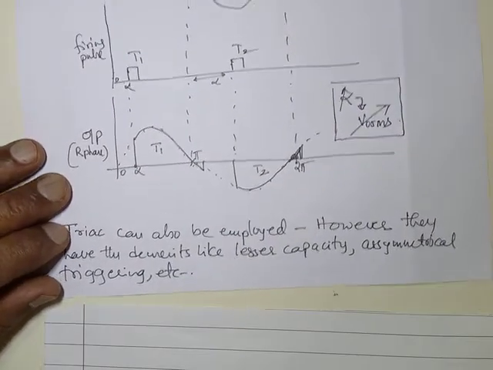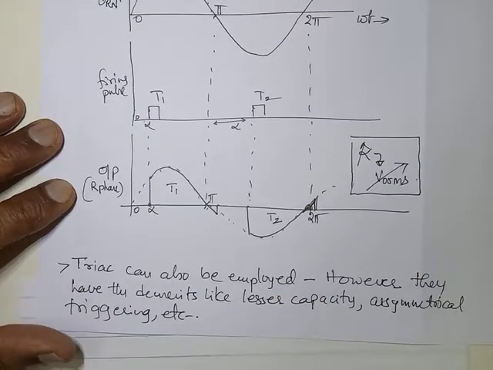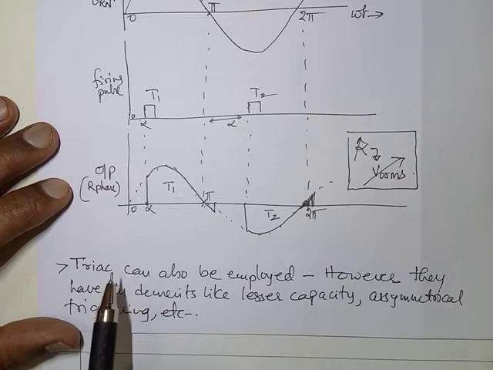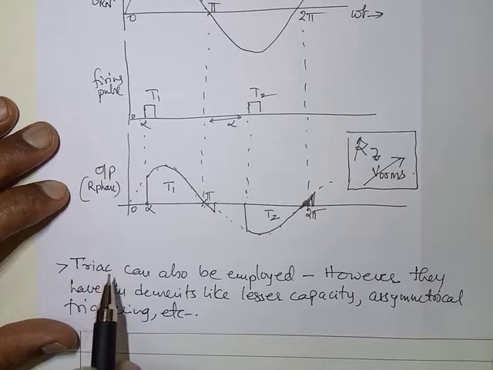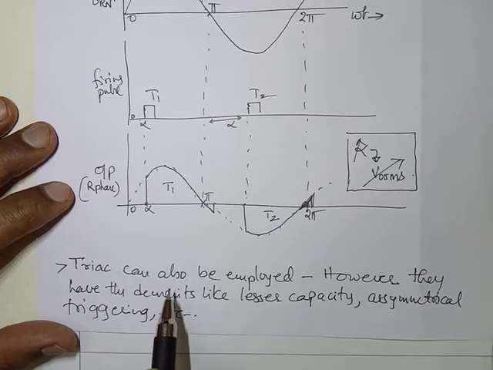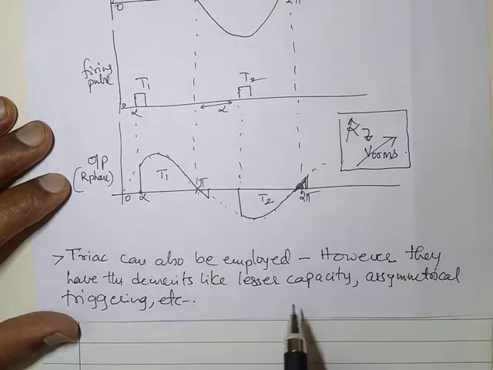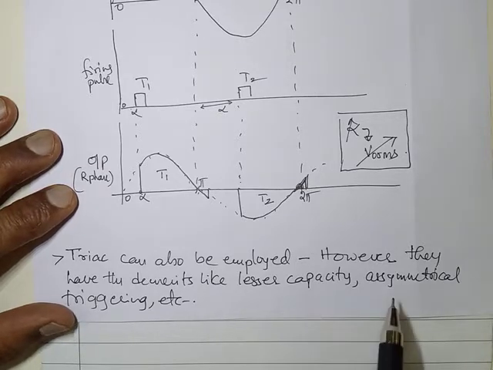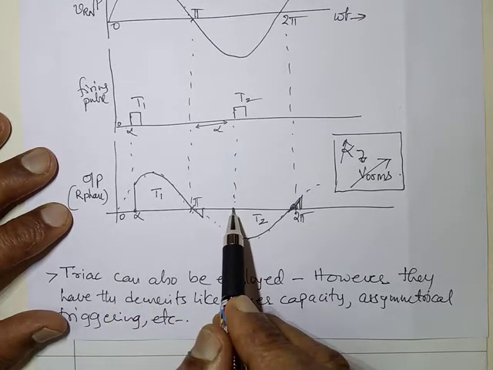Now, instead of two SCRs, we can use a single triac also. We know that a triac is bidirectional, so we can manage the function of two anti-parallel connected SCRs with the help of one triac. Looks simple, na? But triacs have some issues. One is their capacity is less, for big motors they cannot be employed. Second is they normally have the problem of asymmetrical triggering. That means this point and this point will not be symmetrical.